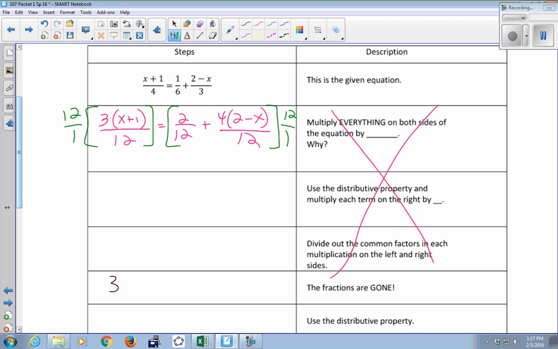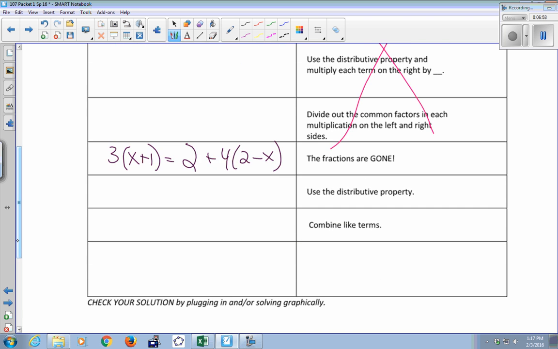And we're left with 3 times x plus 1 equals 2 plus 4 times 2 minus x. All the fractions are gone. Then just distribute and solve. So I have 3x plus 3 equals 2 plus 8 minus 4x. Get all my x's together, so I've got 7x equals 10 minus 3 is 7. Divide by 7 and you get x equals 1.